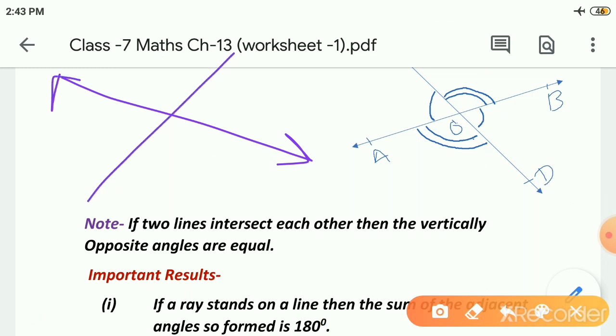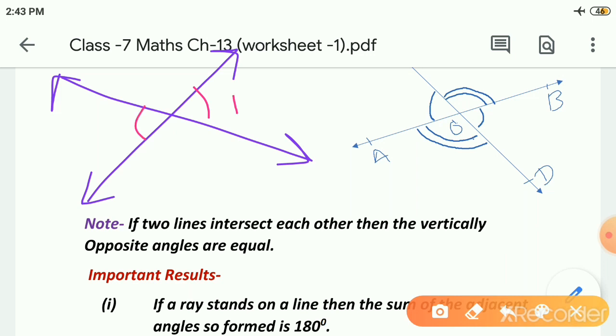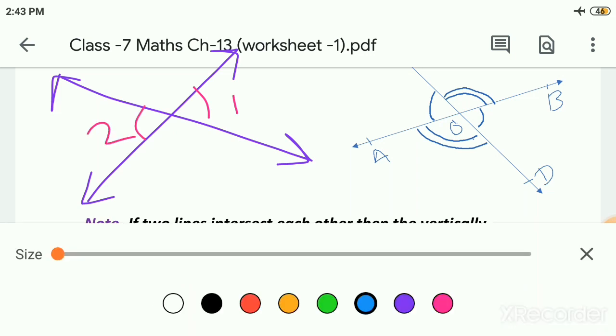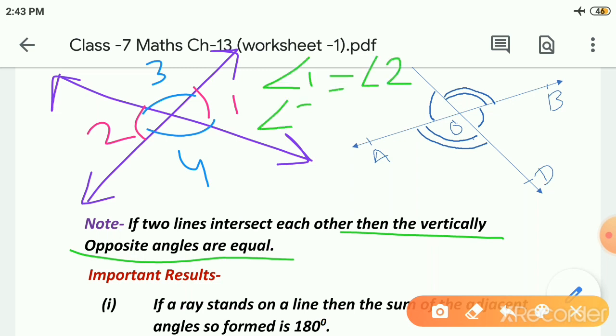Suppose we have these two lines intersecting each other, and the angles formed are like this, 1 and 2, and these angles are 3 and 4. In this way, when two lines intersect each other, the vertically opposite angles are equal. So angle 1 is equal to angle 2, and angle 3 equals angle 4. It means the value will be the same. Suppose angle 2 is 54 degrees, then angle 1 is also 54 degrees, because vertically opposite angles are equal. This is a theorem.